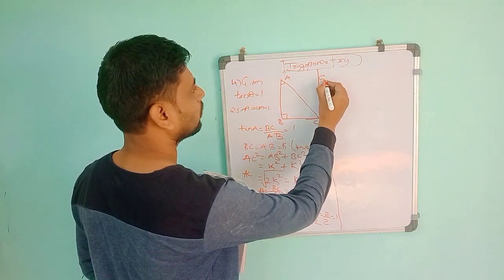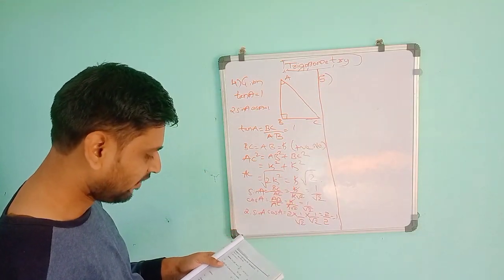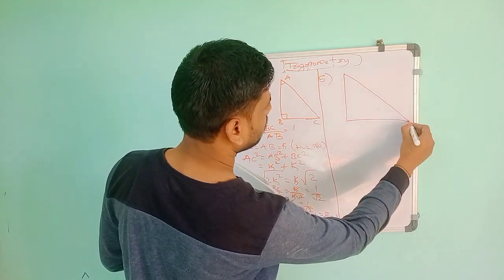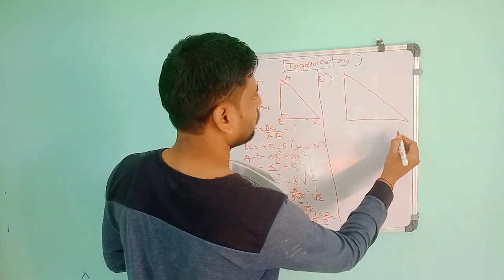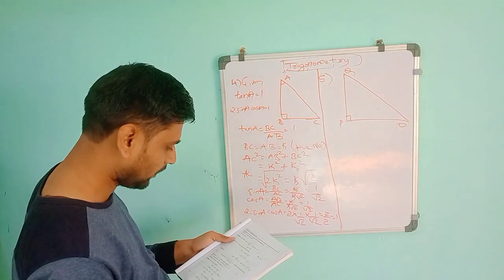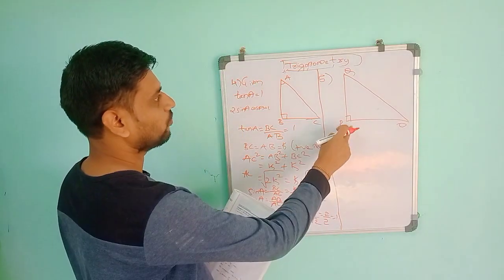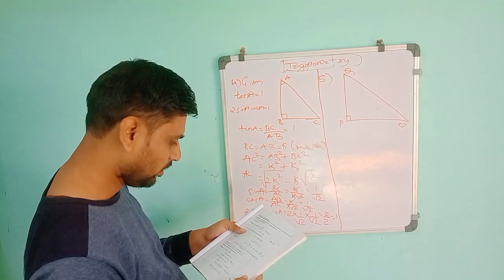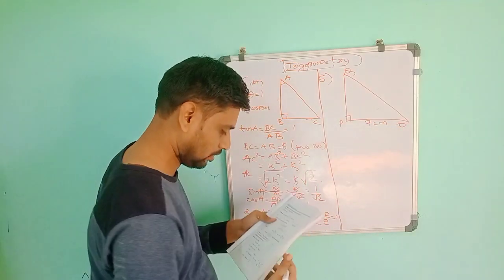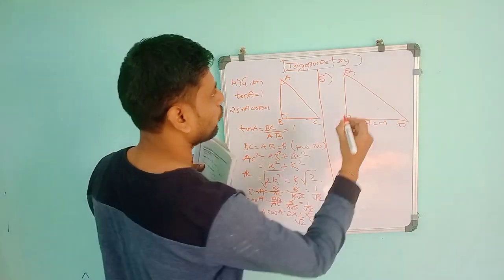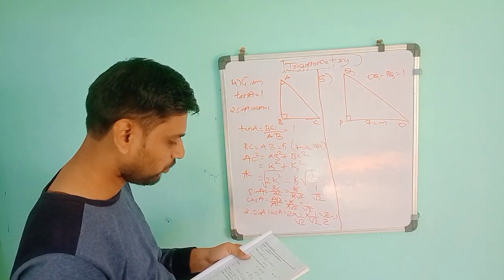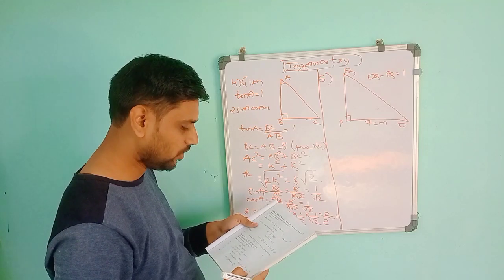Example 5. In triangle OPQ, the right angle is at P. Then they have given OP as 7 cm, and OQ minus PQ is given as 1. OQ minus PQ is equal to 1. Determine the values of sin Q and cos Q.